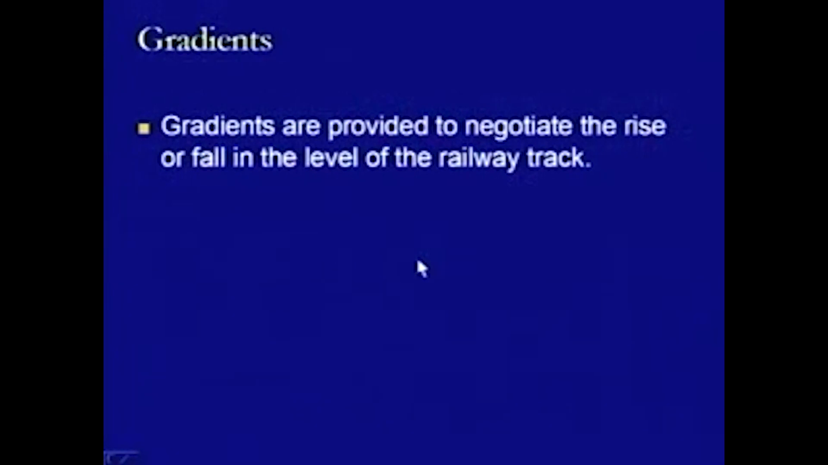So, starting with gradients, gradients can be defined as provisions made to negotiate the rise or fall in the level of the railway track. Now, as the railway track joins any two points, say A and B, if there is a difference in the elevation of these two points, then the line connecting them is the gradient. This may be a rise and this may be a fall, as we have seen in the case of the vertical curves.